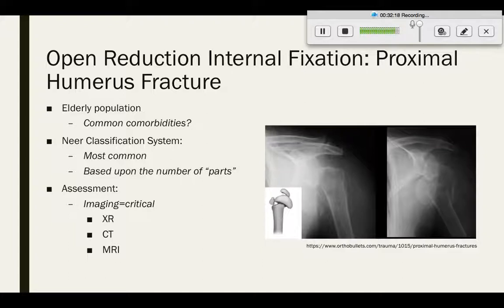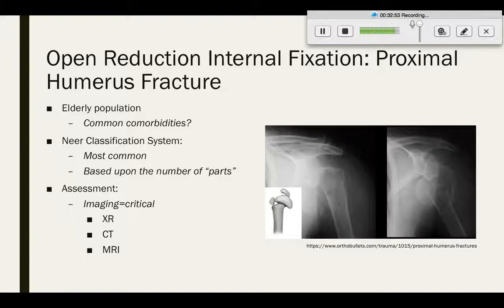And the question is always, do we perform surgery or not? And if we perform surgery, what kind of surgery do we perform? So assessment is critical. We really have to rely on imaging for this one. X-rays are going to be your first in line. For a more complicated fracture, the doctor might also order a CT scan to get a more detailed understanding of the pattern of the fracture. We need to take into account not only the number of parts, but also the bone quality of the individual and if there's any potential soft tissue injury. So that's where an MRI might come into play.